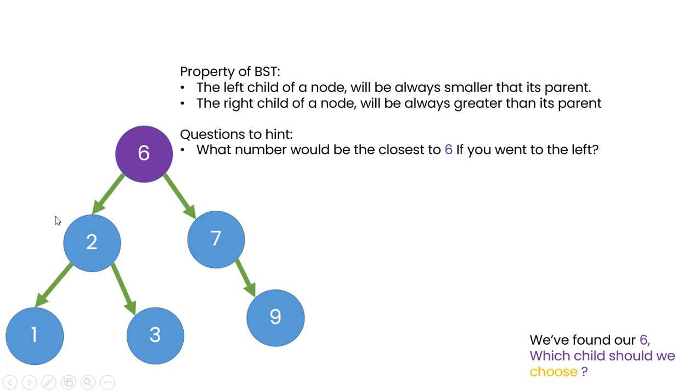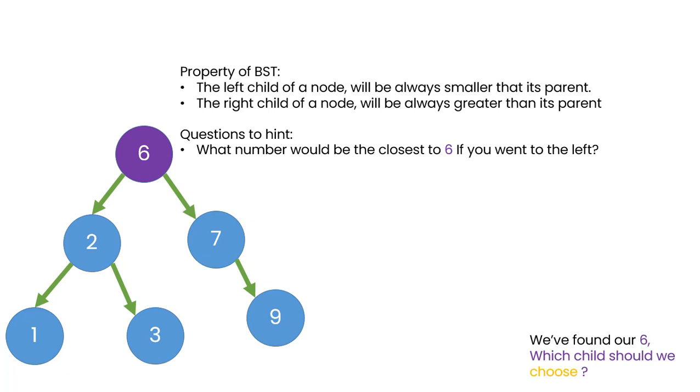So how can we find the largest child in this subtree? By going in the right direction. So from 2 we need to go to the bottom right to find the highest possible value in that subtree, which in our case is 3. So now this is the approach if we went to the left.